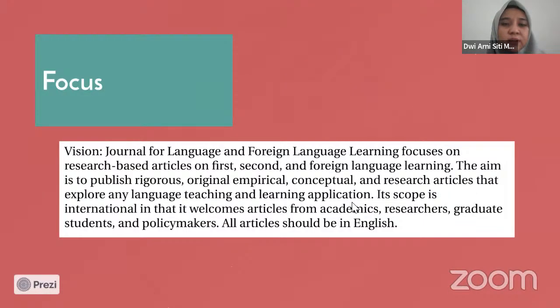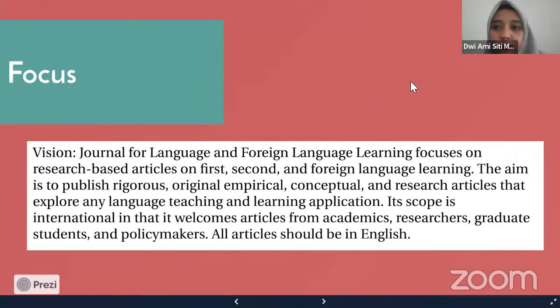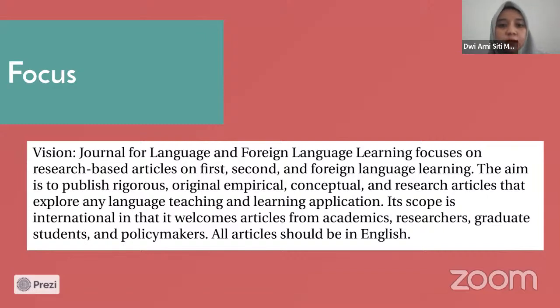And the focus of this journal is foreign language and foreign language learning, with research-based articles on first, second, and foreign language learning. The aim is to publish rigorous, original, empirical, and conceptual work. Its scope is international in that it welcomes articles from academics and researchers, graduate students, and policymakers. And all of the articles submitted to this journal should be in English.